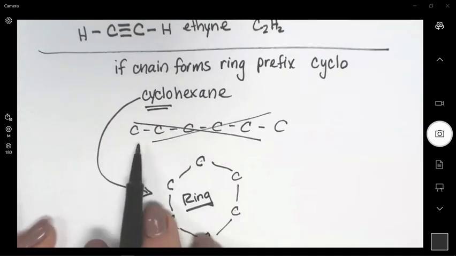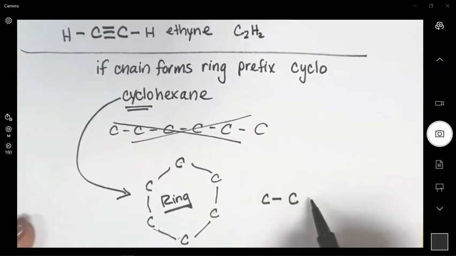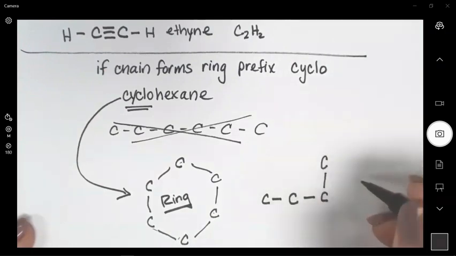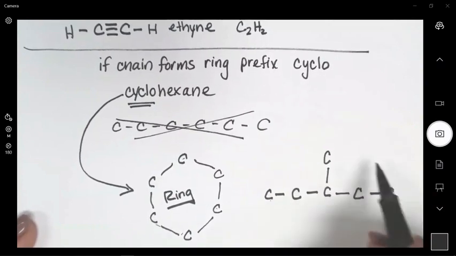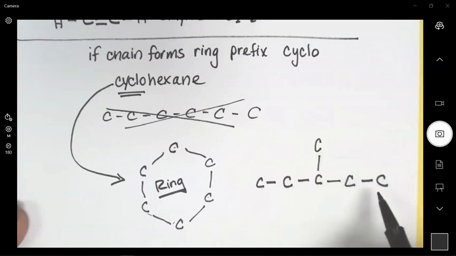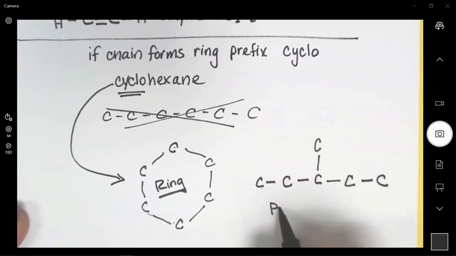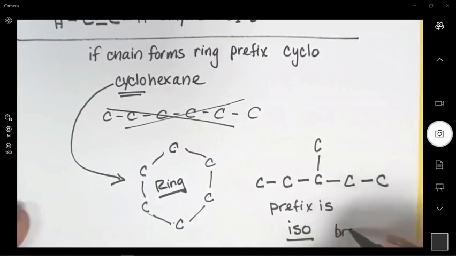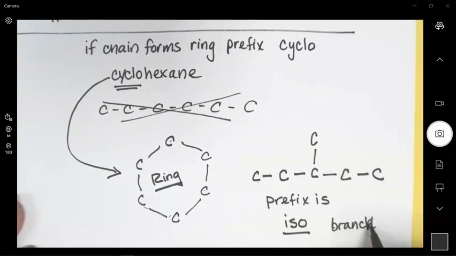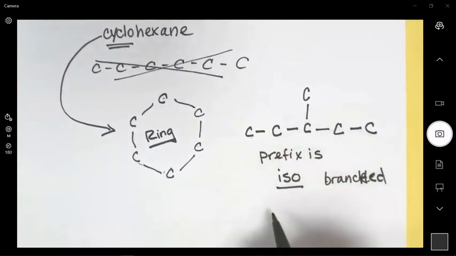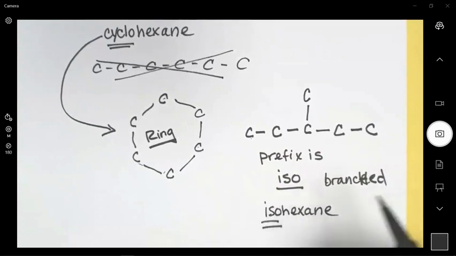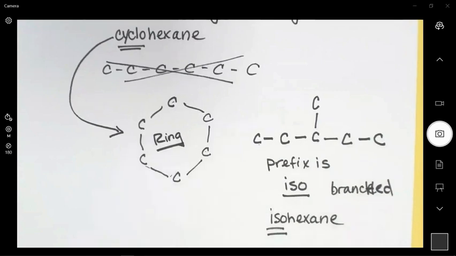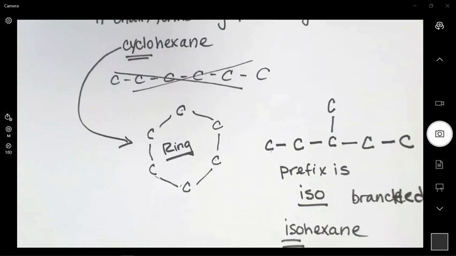They can also branch, right? If I go C, C, C, and from here I go C, and from here I go C. So 1, 2, 3, 4, 5, 6, right? So this is a branch. It's still the 6, but when it's branched, the prefix is iso. Prefix is iso for branched. So this would be called isohexane. Make sense? So iso if it's branched, cyclo if it's a ring.